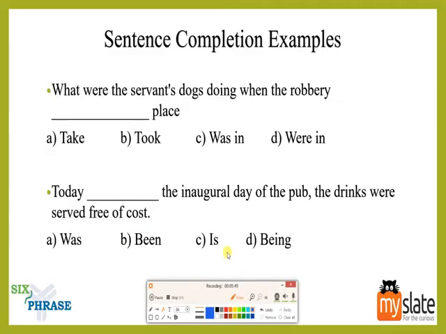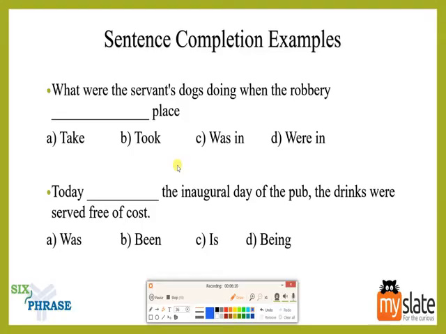Here, as we see, we have two questions. Here we'll mostly use logic as well as our grammar, right? The question here is, what were the servants' dogs doing when the robbery dash place? Let's say in a house, the servants have dogs. The police are questioning, what were the dogs doing when the robbery dash place? So the robbery has already happened. So it is in the past, right?